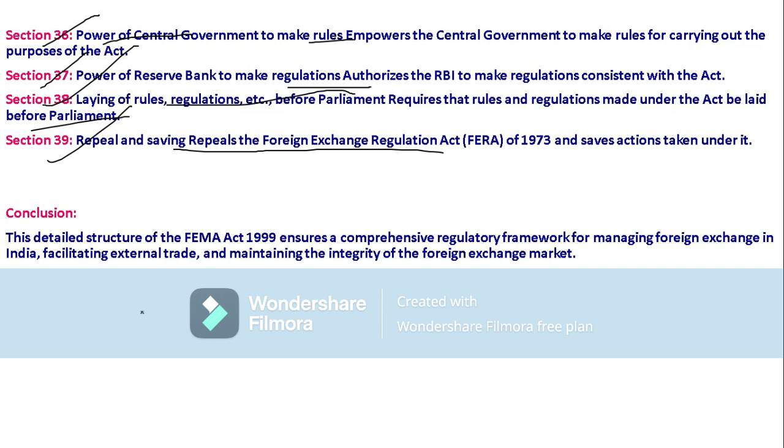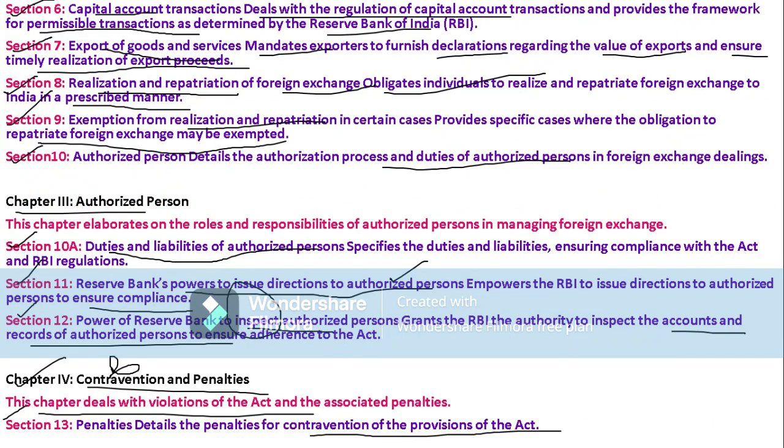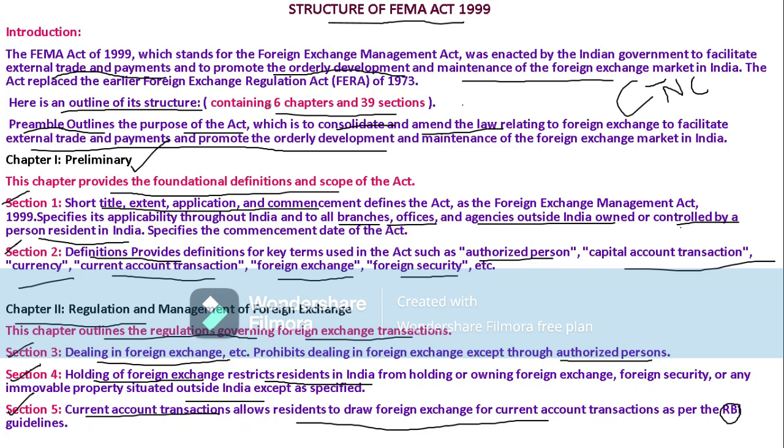If we see the detailed structure of the FEMA Act 1999, it ensures a comprehensive regulatory framework for managing foreign exchange in India, facilitating external trade, and maintaining the integrity of the foreign exchange market. This is the basic thing: maintaining the integrity of foreign exchange and the foreign exchange reserves is the main purpose of the Foreign Exchange Management Act. Finally, we have not 6 chapters, we have 7 chapters.